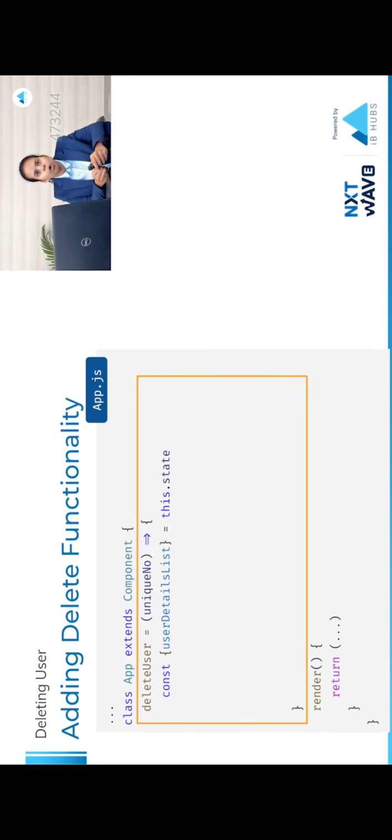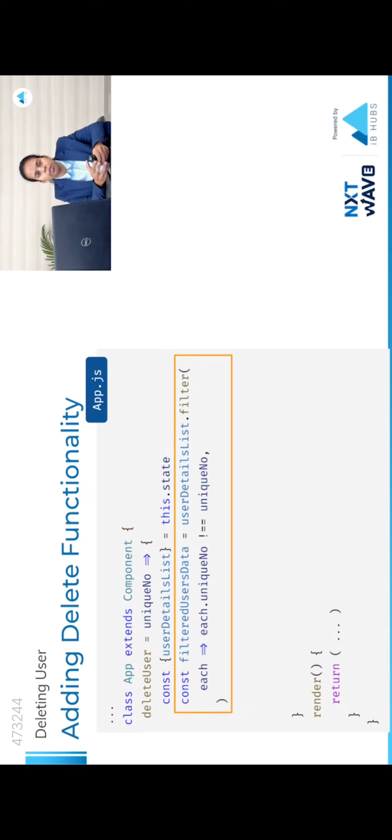So the next step is we have to delete the user from the user details list. For that, from the state object, first we'll access the user details list, and then we'll filter the user data appropriately to get the users that have to be present. From the user details list, we are filtering the user who doesn't have this unique number. So we'll get all the users except the user with that unique number, the remaining users, right?